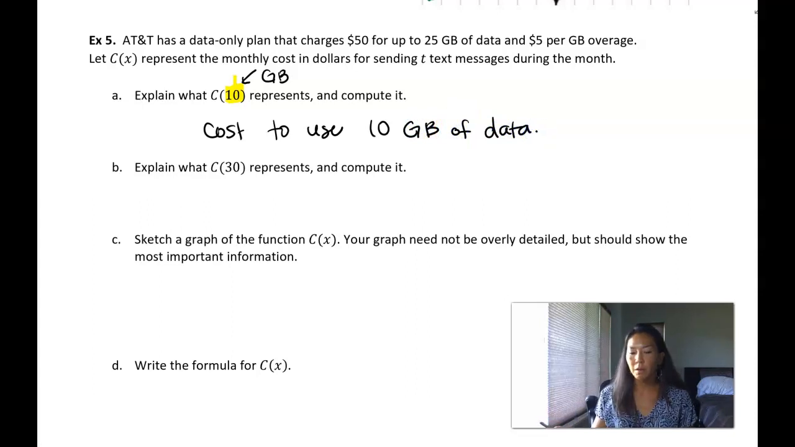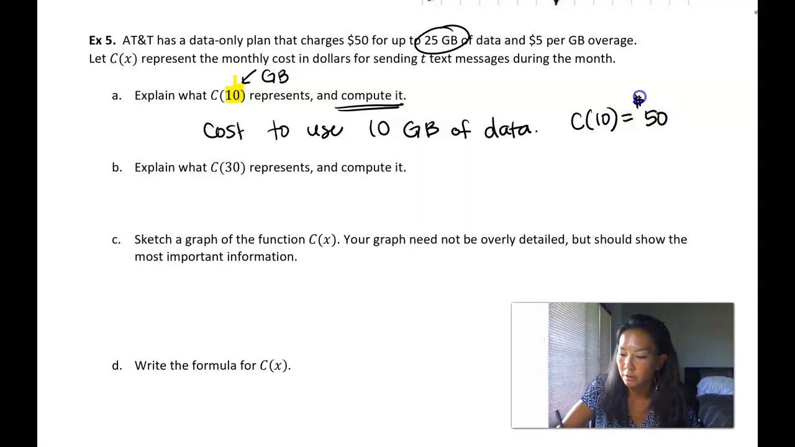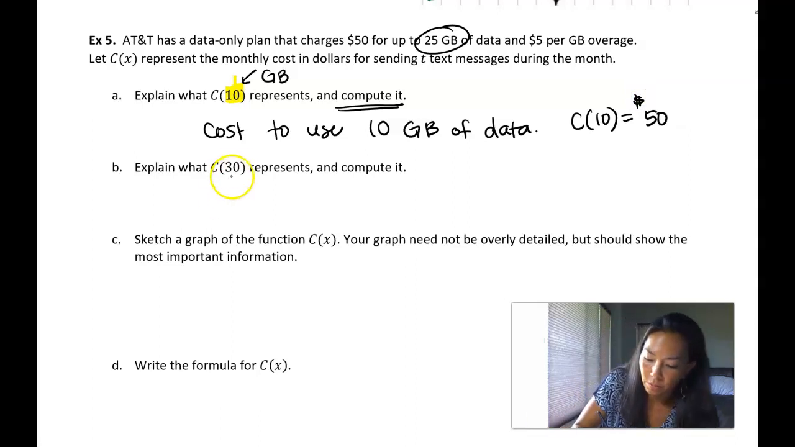Okay. How about C of 30? Oh, wait, let's compute it first. If I use 10 gigabytes of data, did I go over? No. C of 10 is going to equal $50. I have to pay $50 no matter what. I can use up to 25 gigabytes of data. Okay. But C of 30 is where I go over.